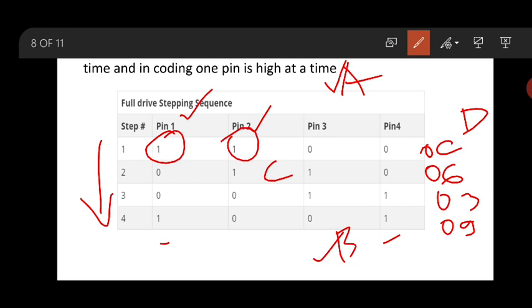Okay, now when it is rotated, B and C will be energized, and C and D will be energized, and D and A will be energized. A, B, C, D, if I take here.